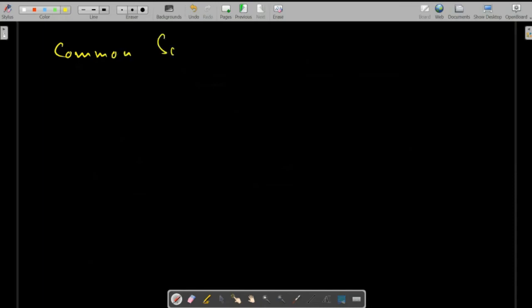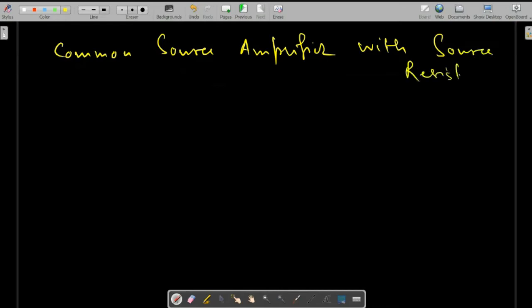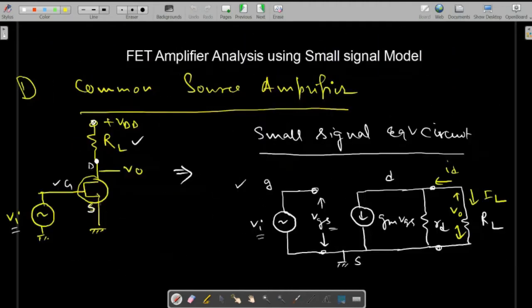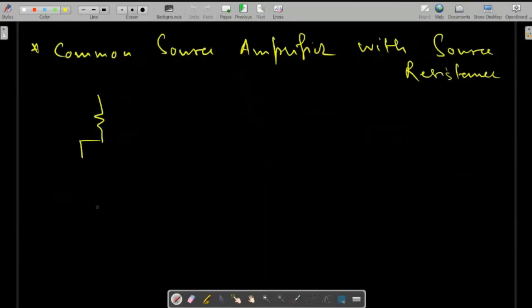Main topic: the common source amplifier with source resistance. You can tell this is something like a common emitter amplifier with emitter resistance, which we discussed in the previous class. Common source amplifier with source resistance. That means the same circuit, but in the earlier circuit there was no source resistance. The source was connected to ground, but now I'm going to put one resistance.